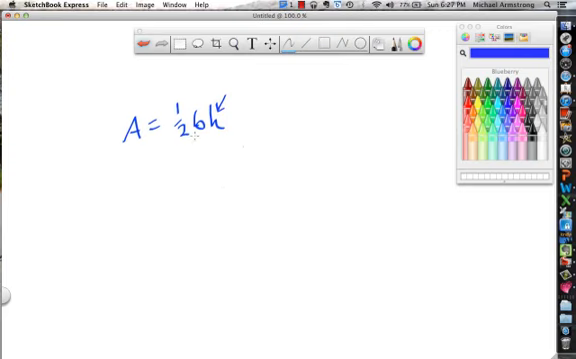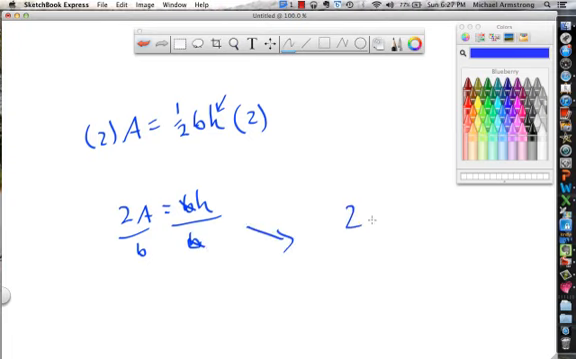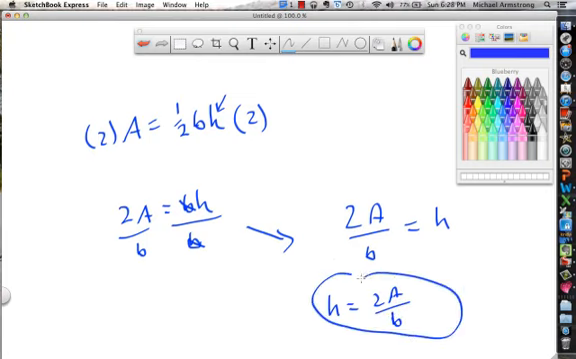So to get rid of the 1/2, we're just going to multiply both sides by 2. So that's 2 times the area equals base times height. And then to get the h by itself, we're going to just divide both sides by b. And that'll cancel off. And this means 2 times the area divided by b is equal to the height, or height is equal to 2a over b. Okay? So you're just rearranging the equation, rearranging the problem.